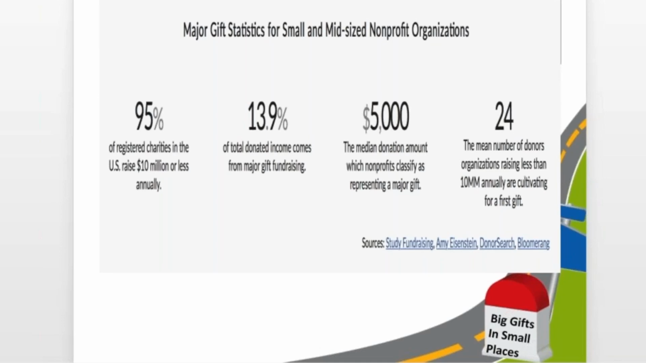Yeah, that's better. Great. So the thing I want to point out here is that 95% of charities in the U.S. raise less than $10 million. So assuming you are actually a small organization, and that's why you're here, you're in good company. And only about 14% of the total donated income is coming from what we might describe as major gift fundraising. We're going to better define that in a second, by the way, but only 14%.